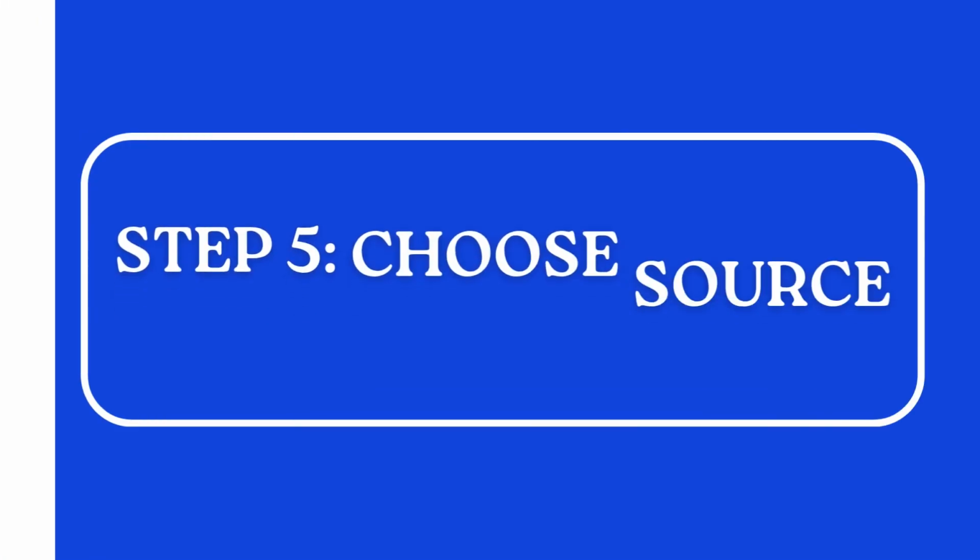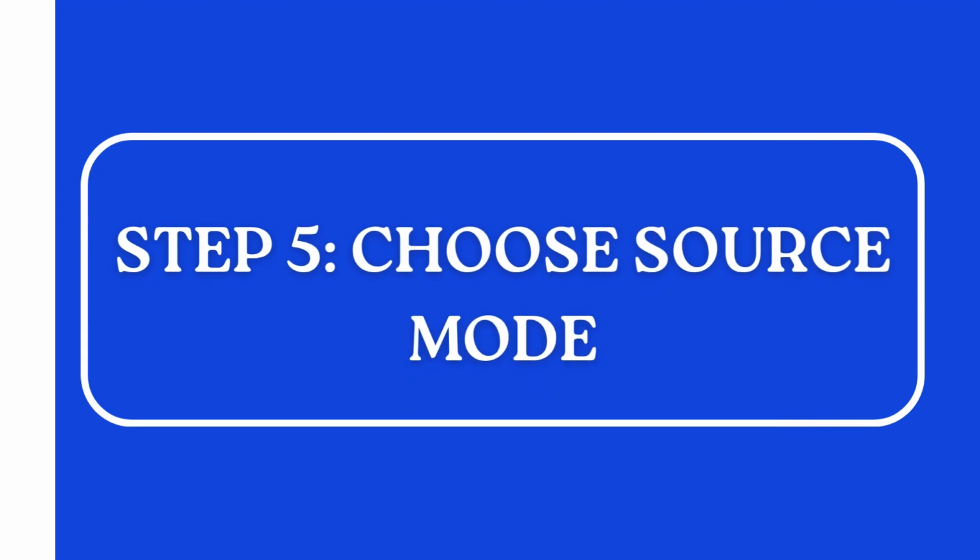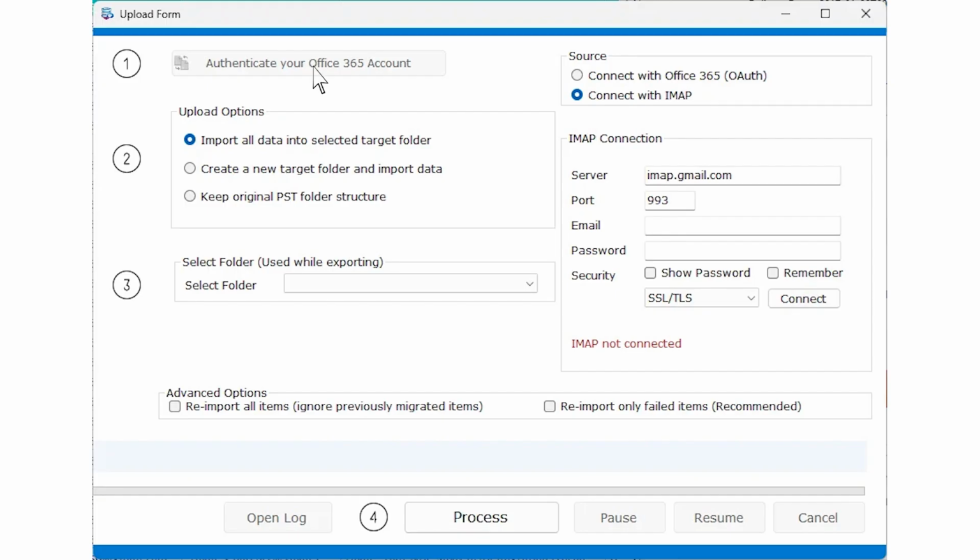Step 5. Choose source mode. Select Office 365 OAuth, since we are uploading directly to a Microsoft 365 mailbox. Quick tip: if you ever need to upload to a standard IMAP server instead, you can easily switch to IMAP mode right here, and the wizard will adapt to your choice.